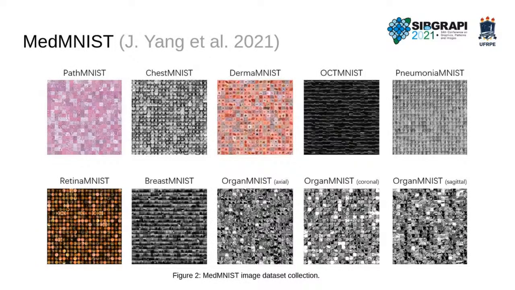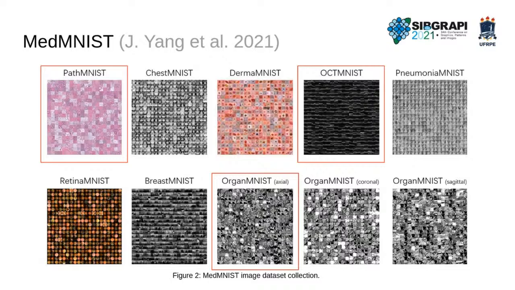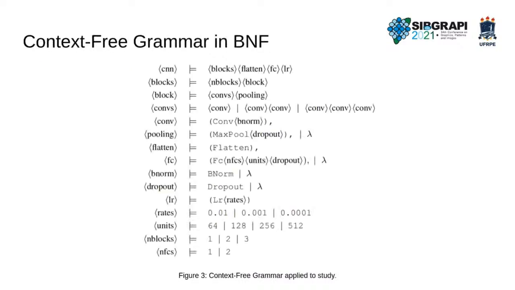The optimization was done on a newly published medical imaging dataset collection, the MedMNIST. In this collection, we chose three multi-class datasets that present more images: PathMNIST, OCTMNIST, and OrganMNIST XL. This is our proposed grammar in BNF notation. It is capable of generating 6,426 different network architecture configurations.